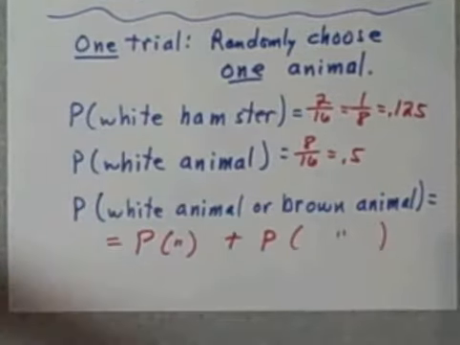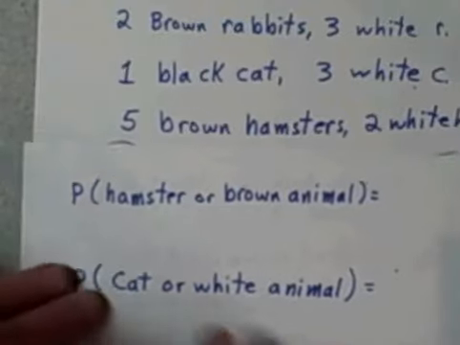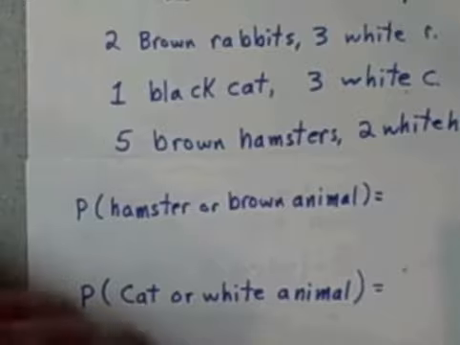What's the probability that we would get a hamster or a brown animal? Once again, we've got to ask ourselves, are these two outcomes disjoint events? Can they occur at the same time or not? Is it possible to get a hamster that is a brown animal? And the answer, of course, is yes, right here. We have 5 such animals. So we know these are not disjoint events. So I've got to use the more complicated formula in which we have to back out what is common.